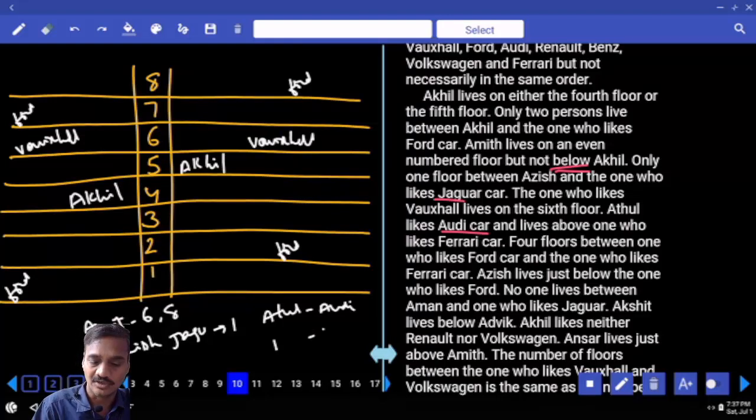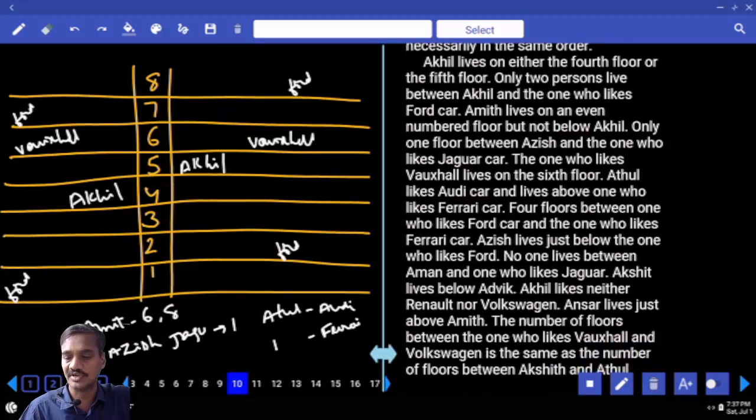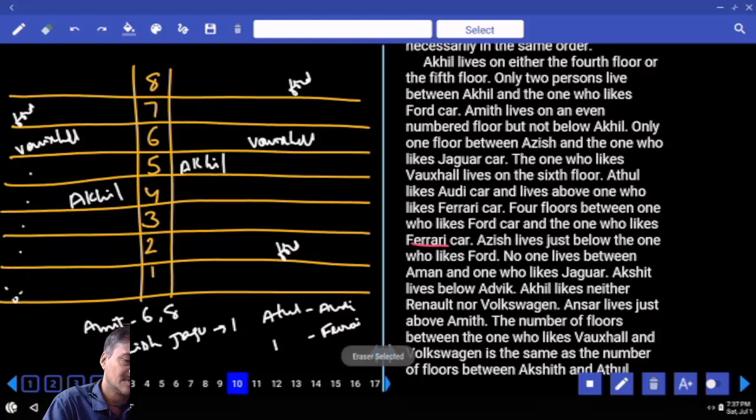Atul lives above the one who likes Ferrari. There are four floors between the one who likes Ford and the one who likes Ferrari. Between Ford and Ferrari, there must be exactly four. If Ford is here, 1, 2, 3, 4, it is not possible, is it? Hence Ford cannot be here. Hence Ford must be on the seventh floor.